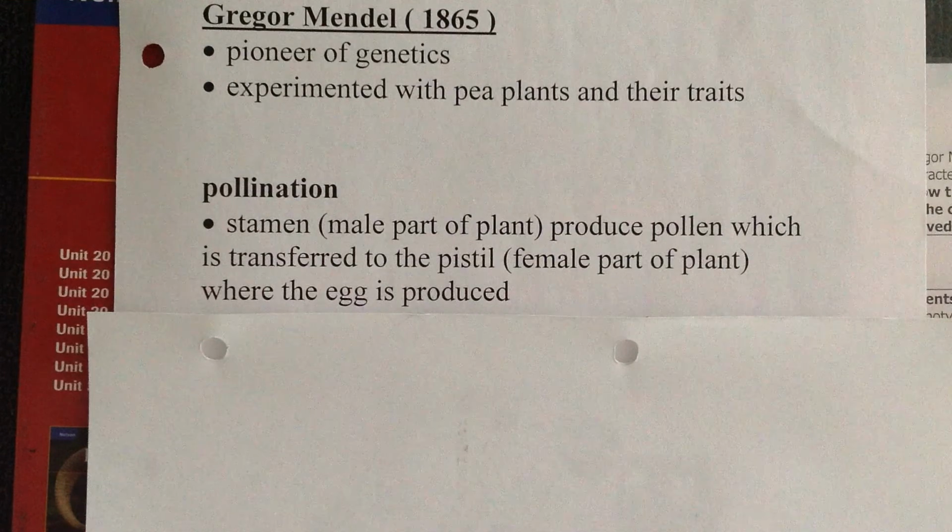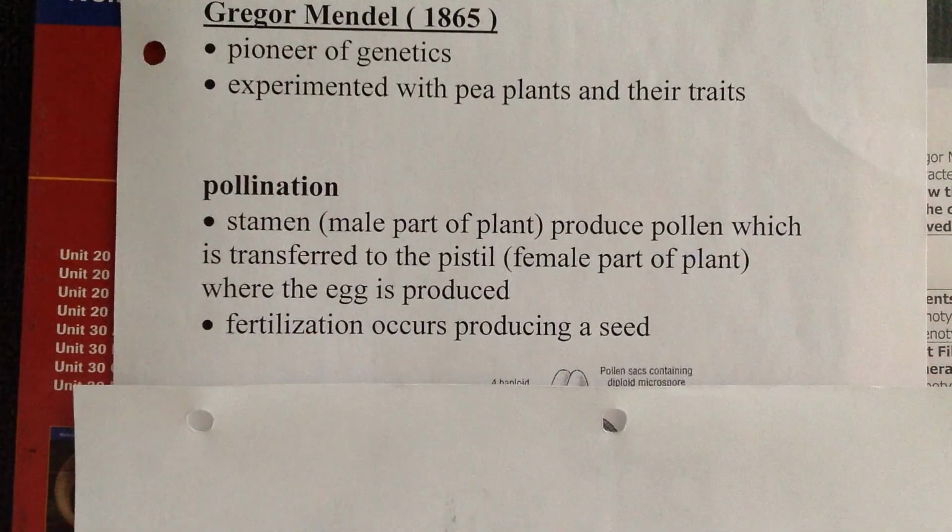But basically that pollen can stick onto its own plant, or it can go elsewhere if a bee comes by and pollinates. Then fertilization occurs, and we produce a seed, and that's how plant life begins.